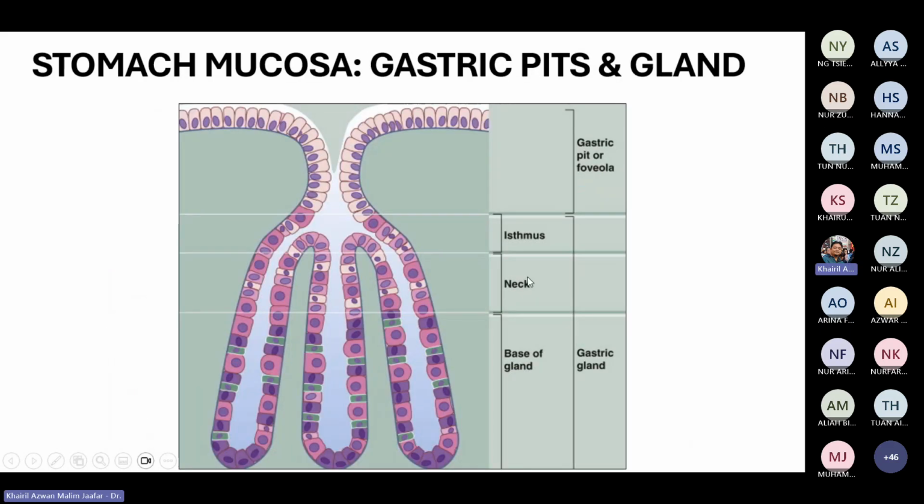Okay, so this is histology. Stomach mucosa, gastric pits and glands. You can see the isthmus, neck, and base of glands. What is important in the stomach mucosa is the location of the cells and their function. Certain cells are more prevalent in the isthmus, some are more in the neck, and some are in the base of the gland. So you have to know this.